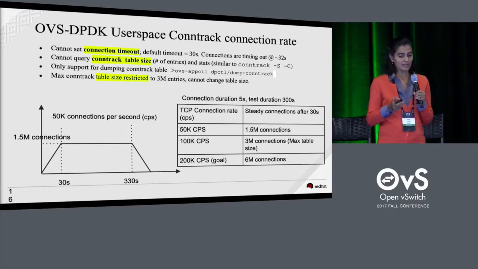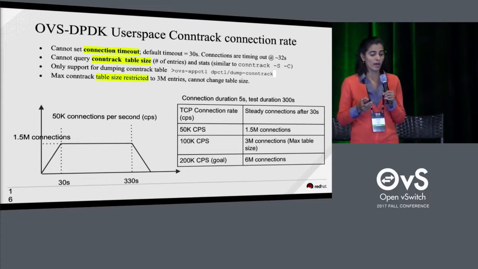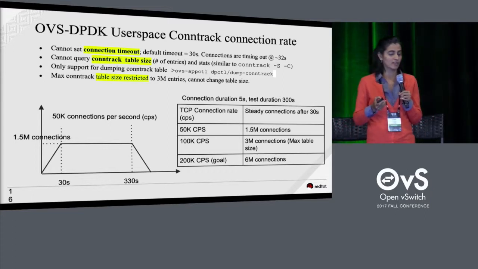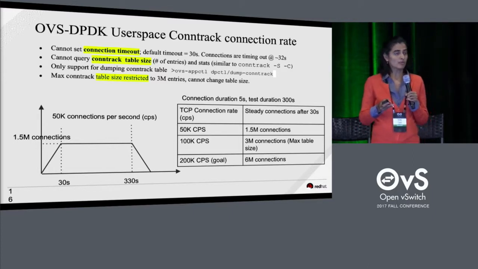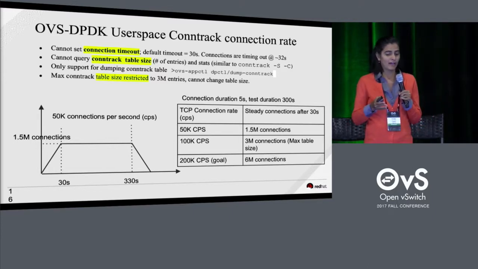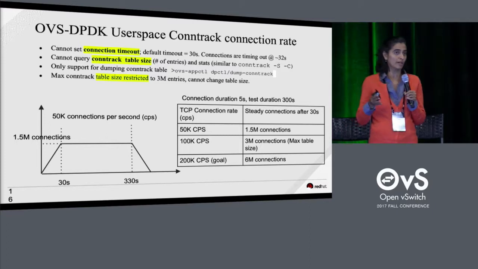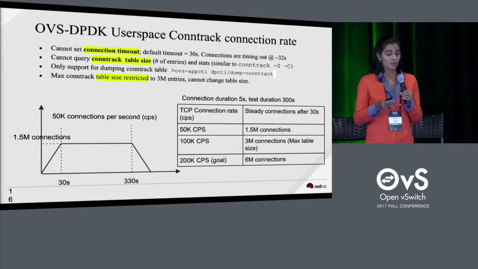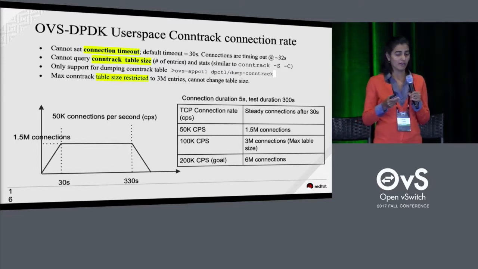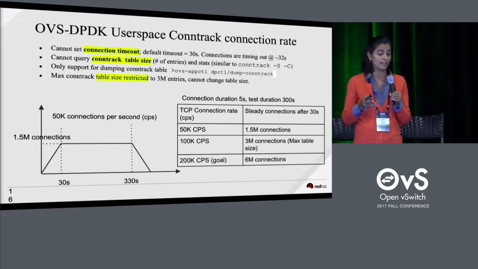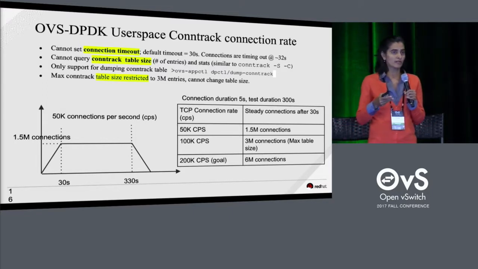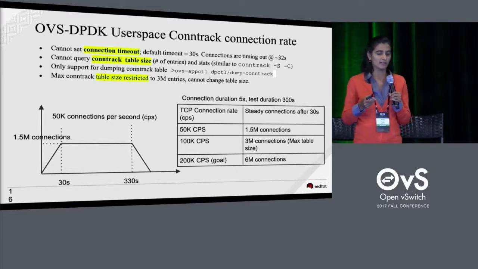And for user space, we have some limitations because we don't have all those tunables available, so we cannot set the connection timeout. There is a default timeout already in there. It's around 30 seconds. And we're seeing that our connections are taking around 32, sometimes 35 seconds to time out. They're not timing out just based on the FIN and the FINACK. They're waiting the whole time. You cannot query the table entries right now, or the stats. You can dump the whole table. That's available. But you need to do it pretty quick, like every second for these tests, and we're not able to do it right now.